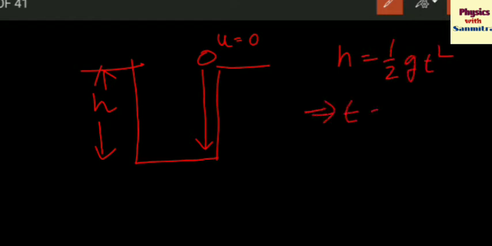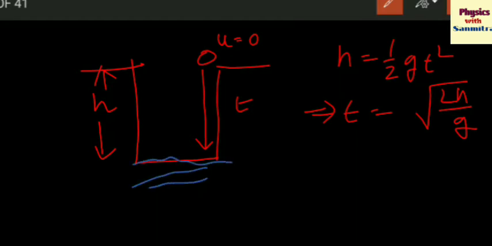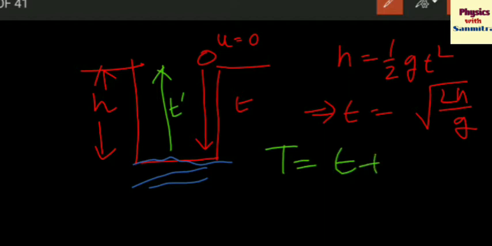So t is equal to root over of 2h by g. It takes time t to fall to the water, and the splash, the sound, takes time, say t dash, to reach the top of the well. So I can say the total time is t plus t dash. That is the time after which he will hear the splash. First the stone has to reach the water, and then the sound has to reach the person.